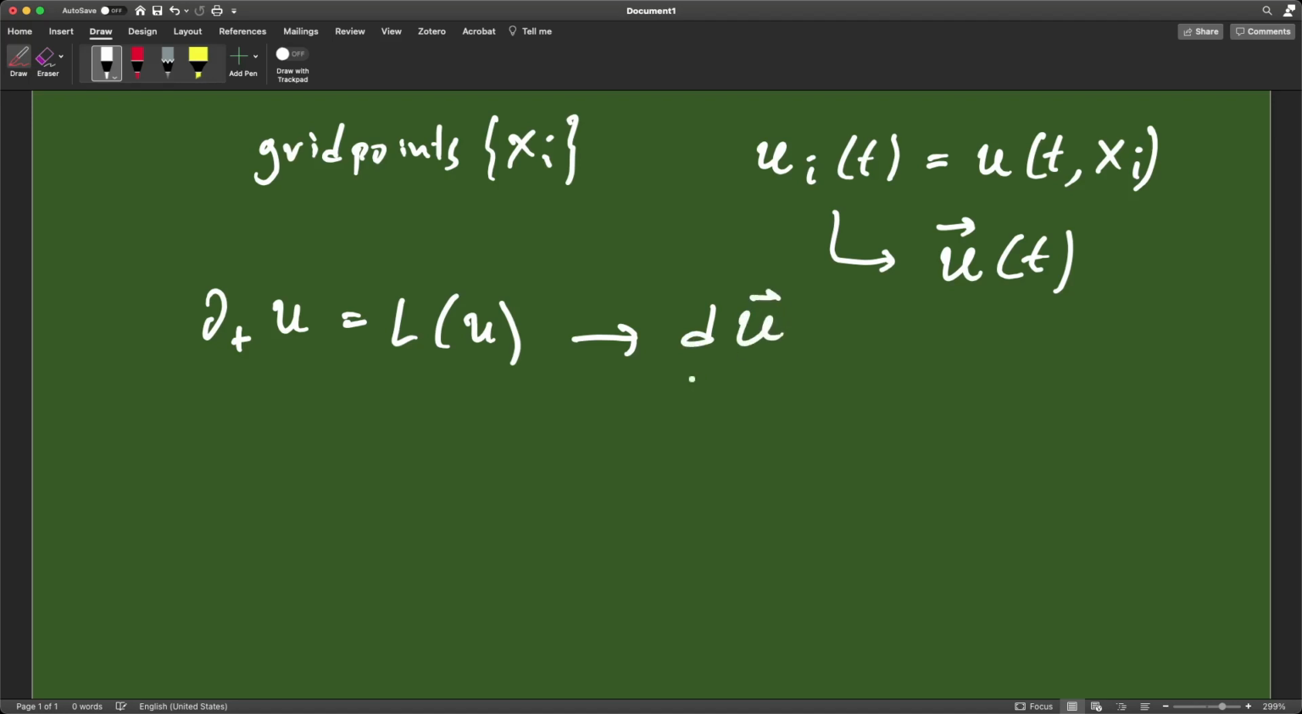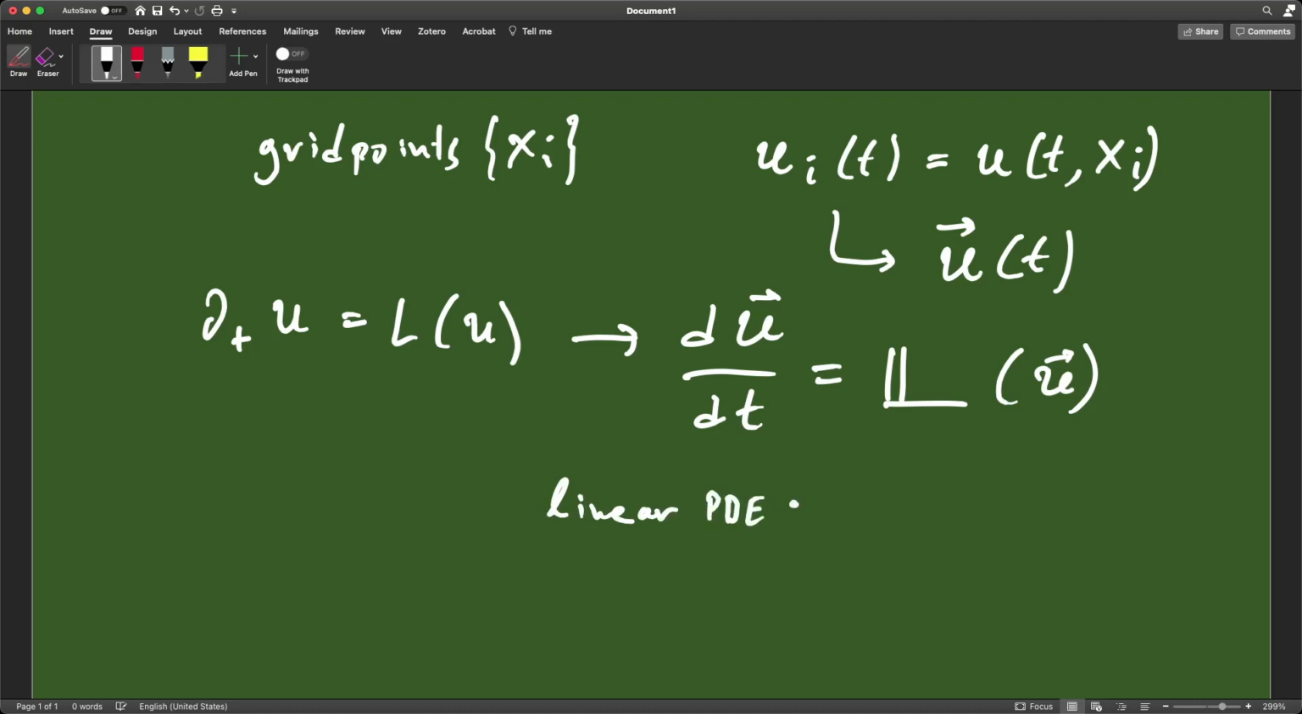du by dt equals L of u, where L is some operator. It may or may not be linear. If the equation is linear, like in some of the examples we saw earlier, for a linear partial differential equation, L is simply a matrix. So this will become du by dt equals a matrix L dotted onto the vector u.